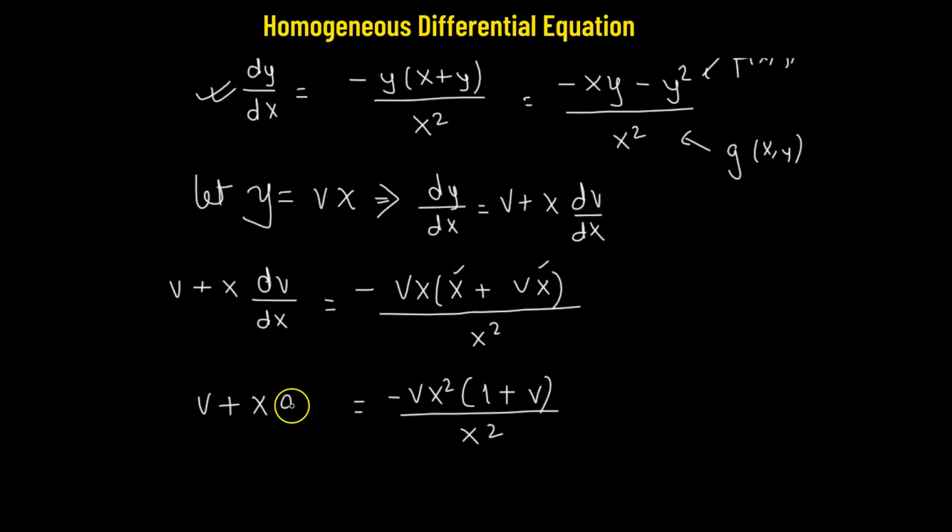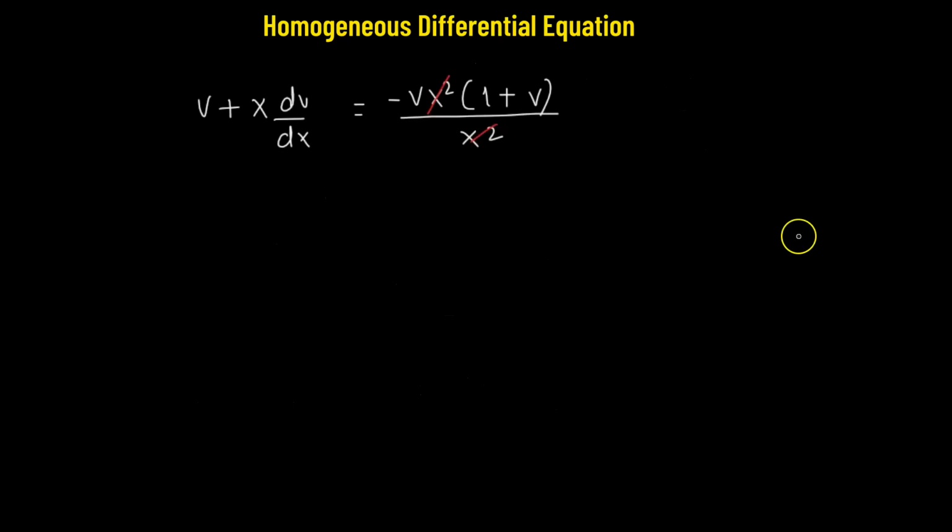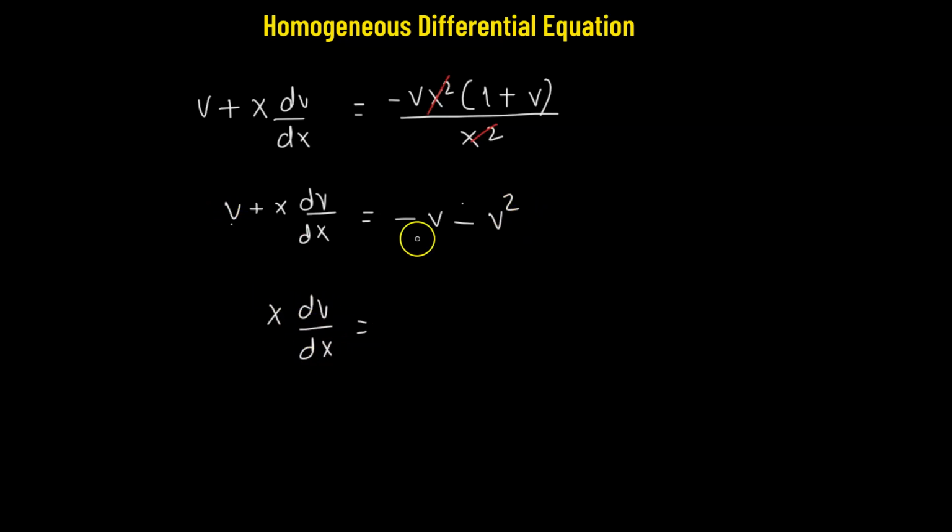And on the left hand side, we have v plus x dv over dx. Here we will see that the x squared factor will get factored out. So our differential equation will now be v plus x dv over dx equals negative v multiplied by 1 plus v. So let's multiply it: negative v minus v squared. So x dv over dx equals, we'll take the v from the left hand side to the right hand side, so we have negative 2v minus v squared.